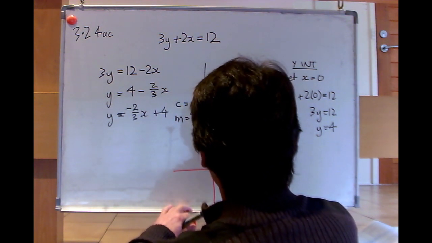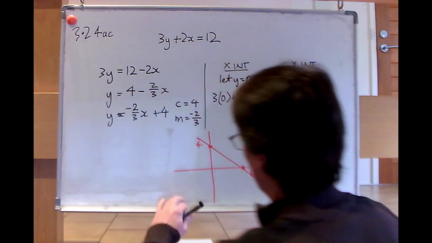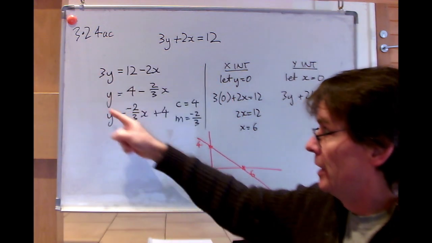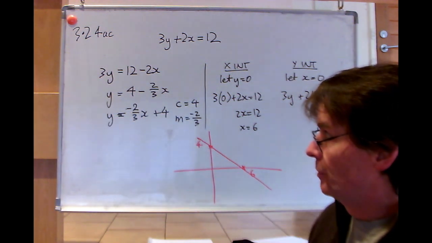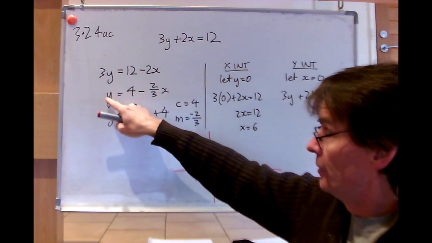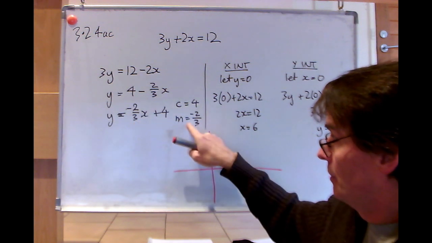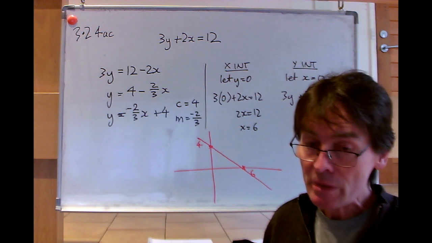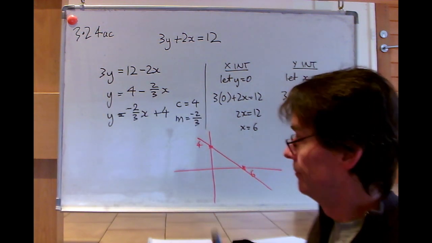So I've got my x and my y value, and I join them up and I've got my sketch graph. I've also figured out the y equals mx plus c form of this equation. So I subtracted the 2x from both sides, I divided every term by 3, and then I've got my m, my gradient, and my c, my y-intercept. And I use this to check that I've done my calculations over here correctly.